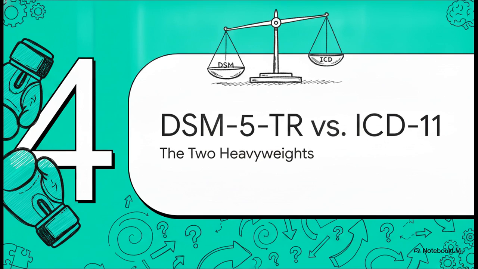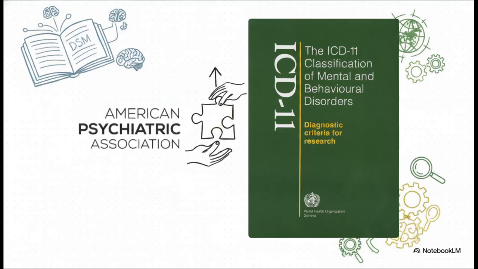DSM-5-TR versus ICD-11, the two heavyweights. Now, what's really interesting about this is looking at the two major global systems designed to navigate these exact pros and cons. In one corner, represented by the American Psychiatric Association, we have the foundation for the DSM. In the other, we have the World Health Organization's ICD-11. These two organizations have distinct approaches, but they share an overarching goal of harmonizing the classification of mental health.